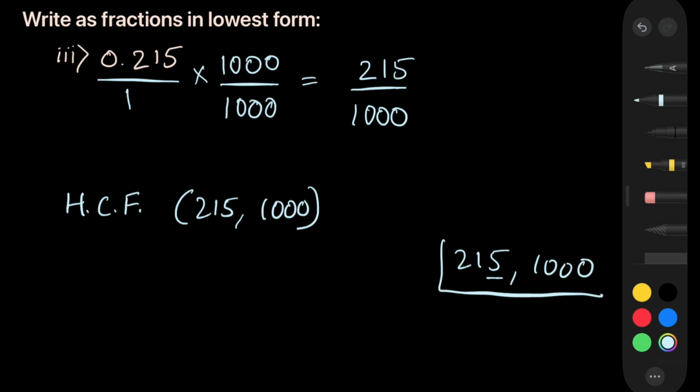So 215 ends with 5, while 1000 ends with 0. So they share 5 as a common prime factor. Now 43 into 5 gives us 215, while 200 into 5 gives us 1000. Now 43 is a prime number, so 43 and 200 do not share any common prime factors. So the HCF of 215 and 1000 is 5.